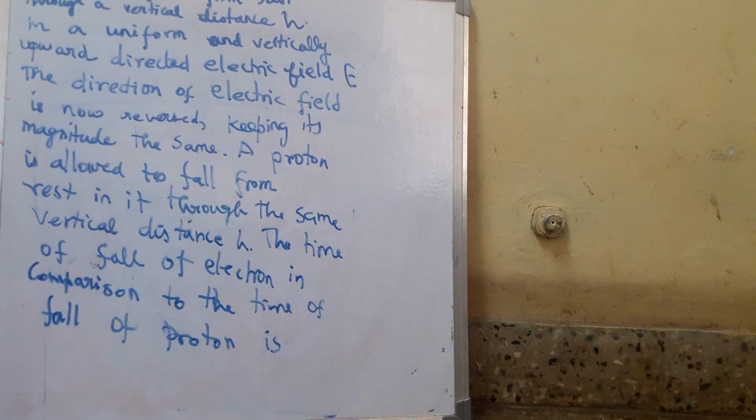So initially an electron falls from rest through a vertical height h, in a uniform and vertically upward directed electric field E. The direction of the electric field is now reversed, keeping its magnitude the same. If so, the proton is also allowed to fall from rest in it through the same vertical distance h. The time of fall of the electron in comparison to the time of fall of the proton.